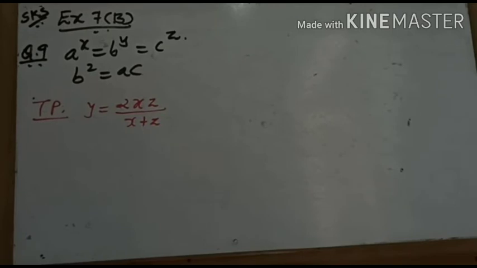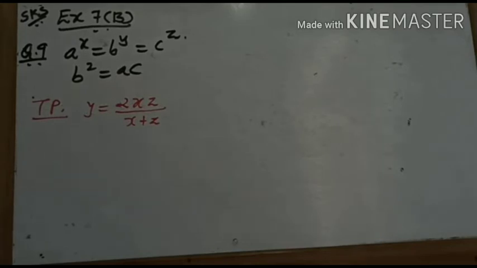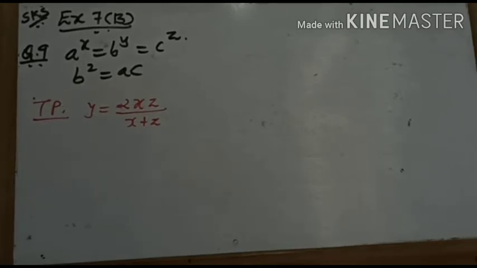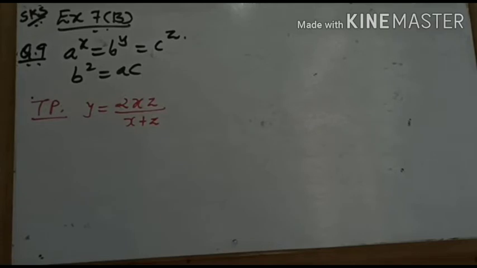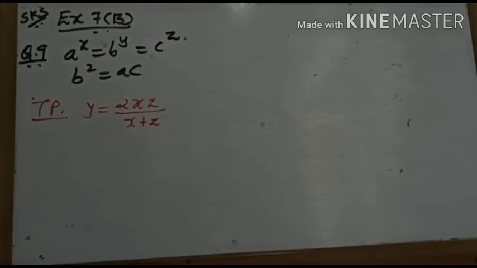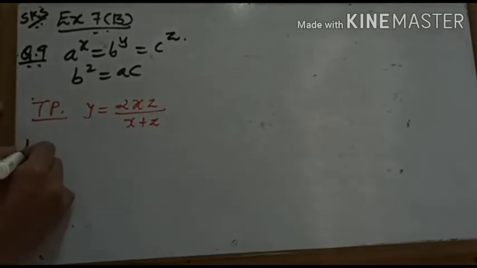And this is another super special question. Question number 9. A raised to x equal to b raised to y equal to c raised to z. That is one of the given conditions. Other given condition is b square equal to ac. We are supposed to prove that y is equal to 2xz whole divided by x plus z. Let's see the proof. Not a difficult one, but a different one.